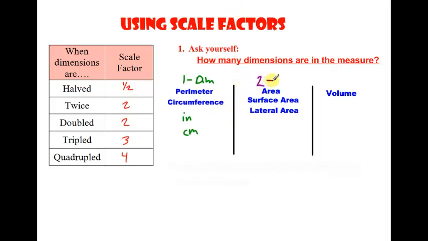Areas are two-dimensional measurements. So how many dimensions are in a measure for area? Two would be the answer to that. And that can be remembered with the units. Square centimeters and square inches are both two-dimensional.